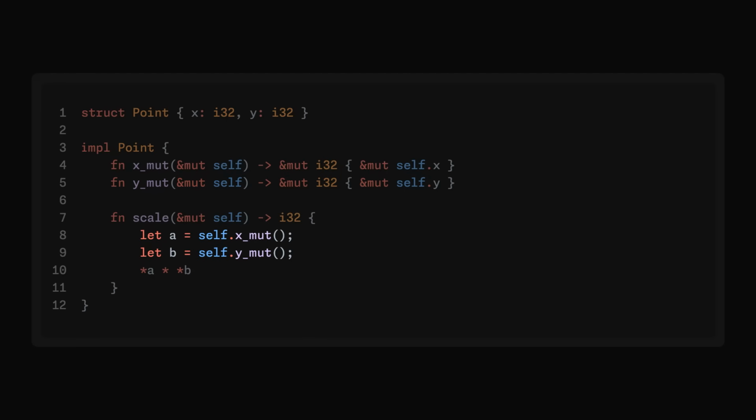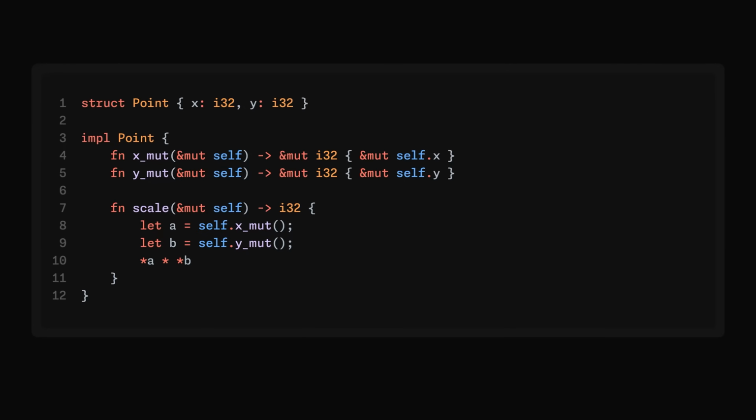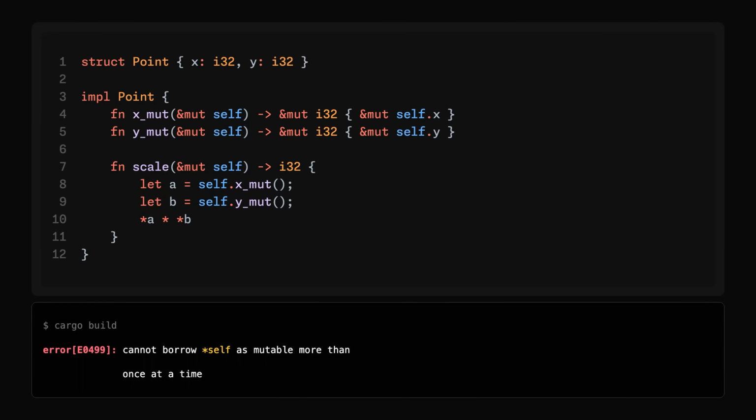Now when we look at scale, we notice it calls both methods. It ends up asking for exclusive access to the entire point struct twice, at the same time. And Rust never allows two exclusive mutable borrows of the same value at once, because if it did, Rust could no longer guarantee memory safety. And so the compiler refuses to build this code.